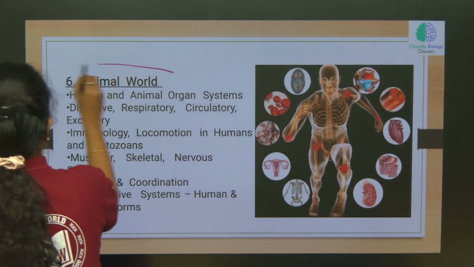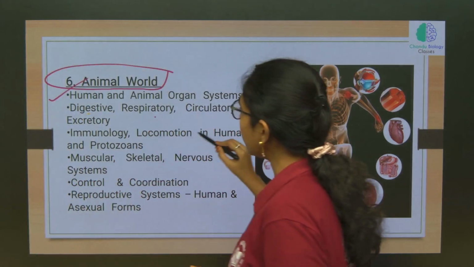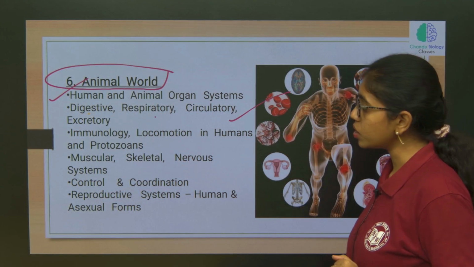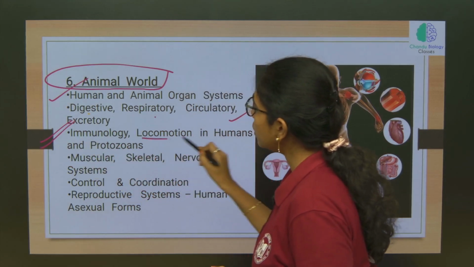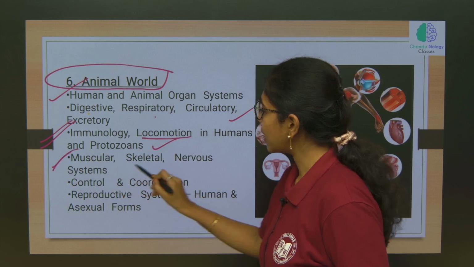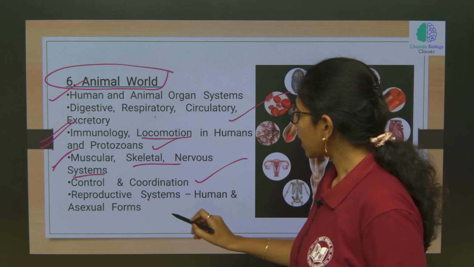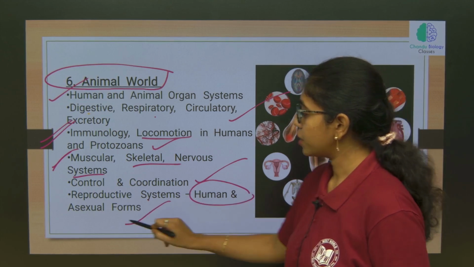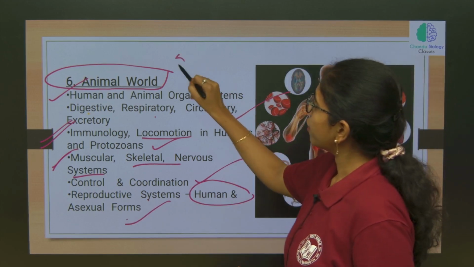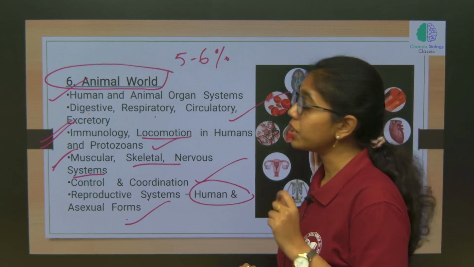Then 6th chapter, that is animal world, wherein here the contents include human and animal organ systems, digestive, respiratory, circulatory and excretory systems, immunology, locomotion in humans and protozoans, muscular, skeletal and nervous systems, control and coordination, reproductive systems, human and asexual forms. So we can expect 5 to 6% of the questionnaire directly from animal world. That much important it is.